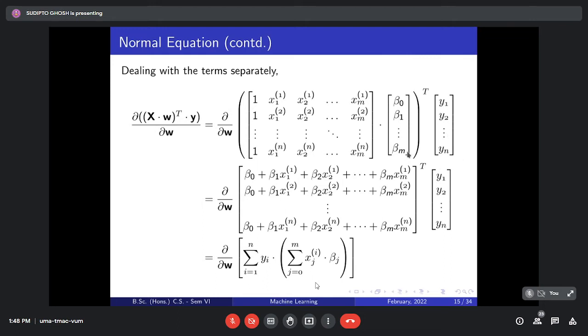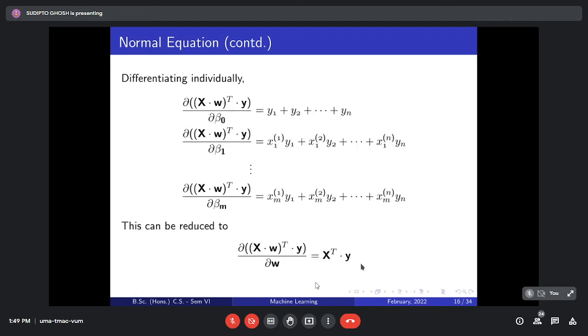The thing we don't know is this beta naught up to beta m. So we will multiply these two and then take its transpose. If you do that, you will come up with n such equations. If you take the transpose and multiply the matrices, you will see that it is the sum of y times this entire sum right here. The inner sum can be represented as the jth feature for the ith training example times the coefficient for that particular feature; you multiply that and take the sum, and that will be this entire row right here. These rows are multiplied with y, and you will have this. So this is the entire term that you have to partially differentiate.